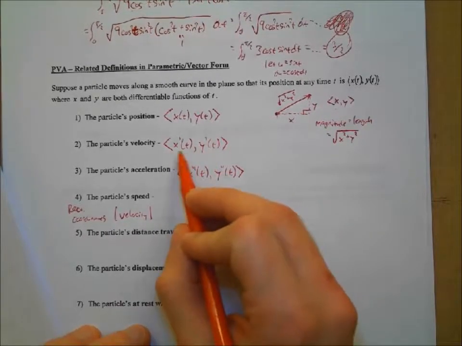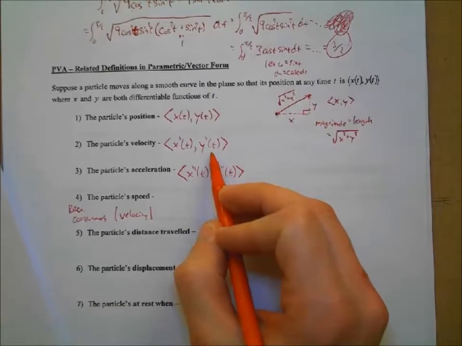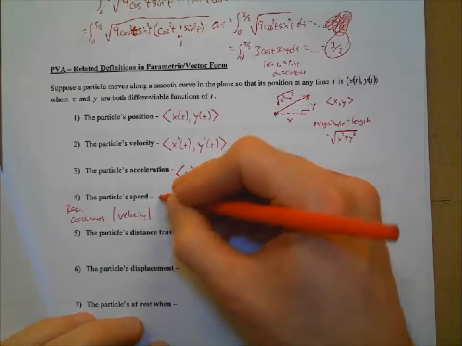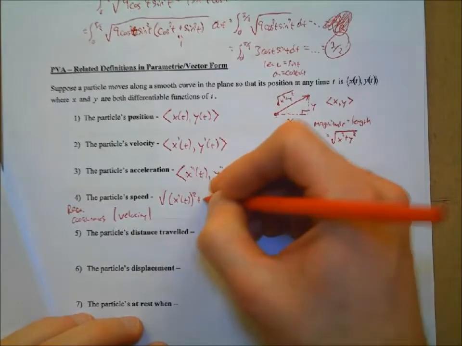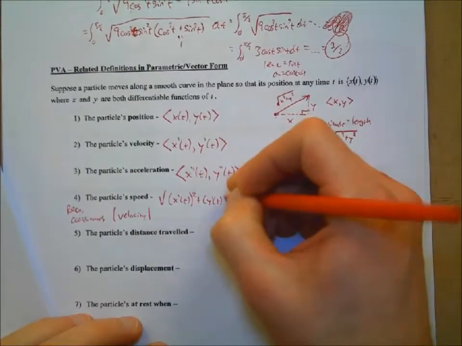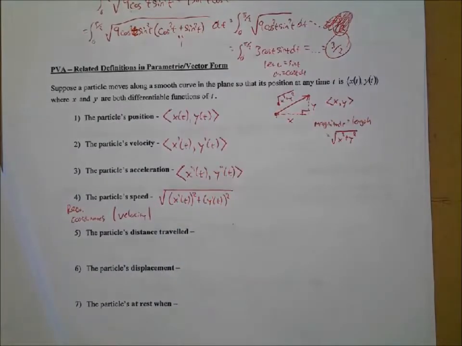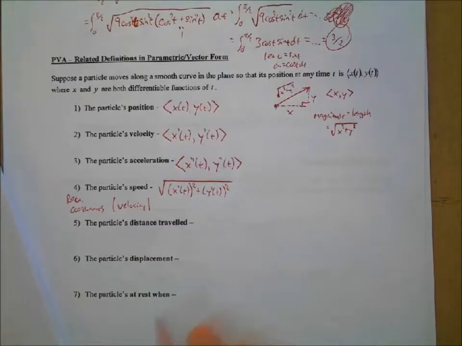So that's one leg of the triangle, and that's the other leg of the triangle. We want to find the hypotenuse of that triangle for the actual magnitude of the vector. So it's going to be the square root of x prime of t squared plus y prime of t squared. And again, hopefully this makes some sense.